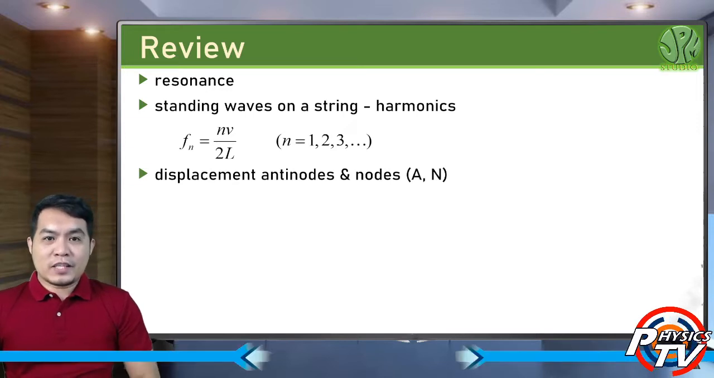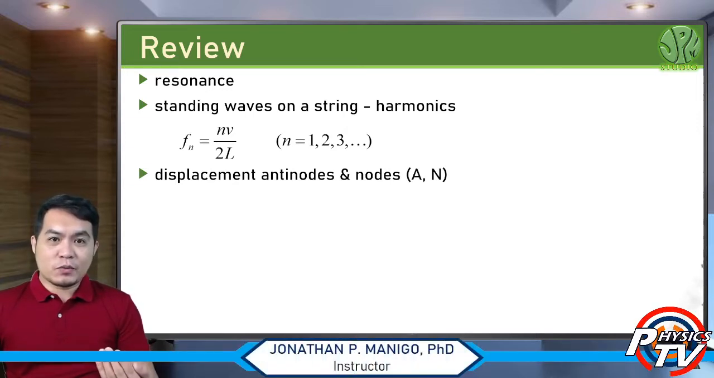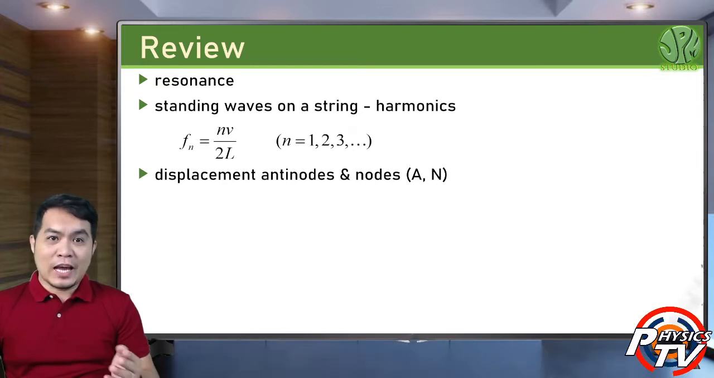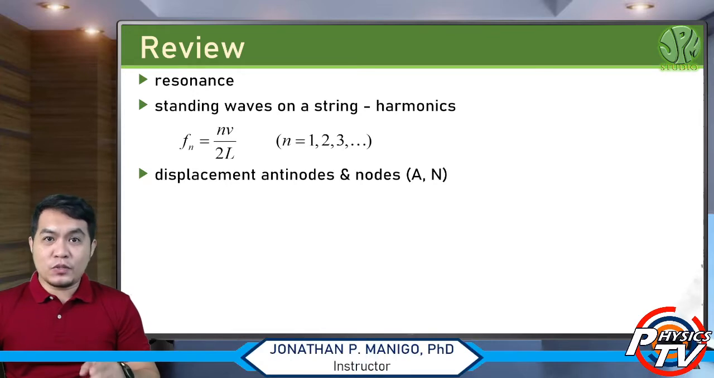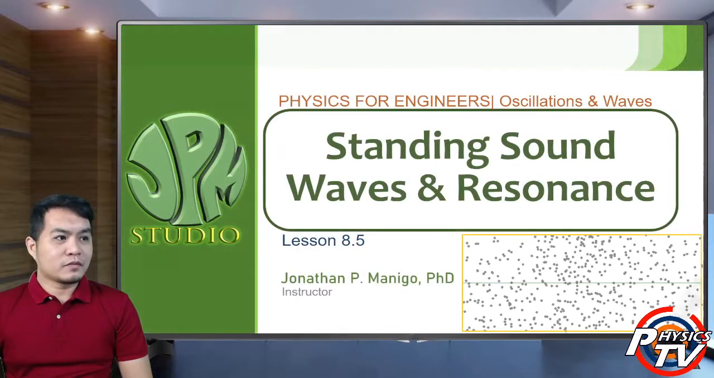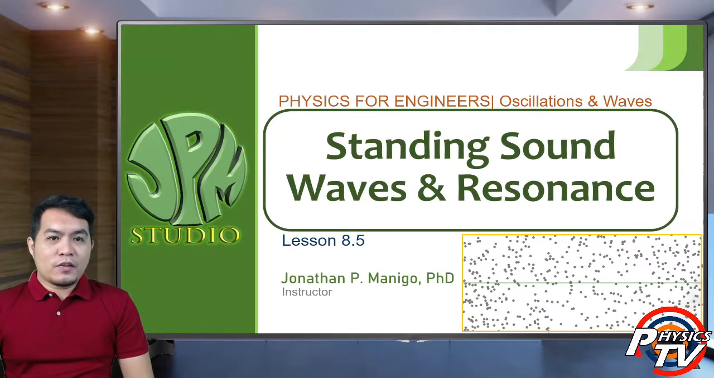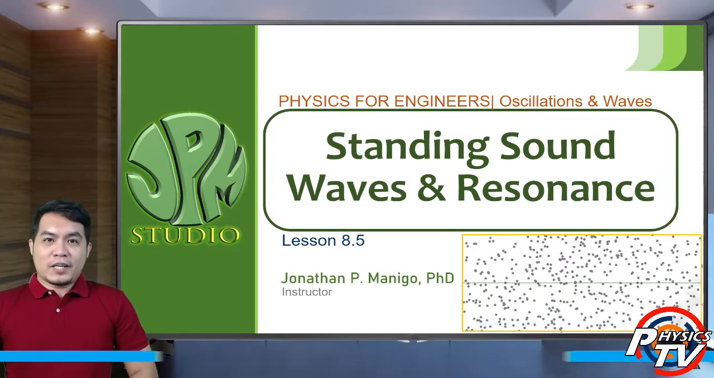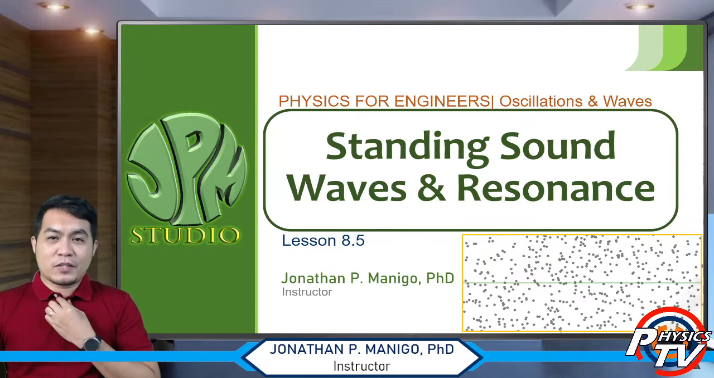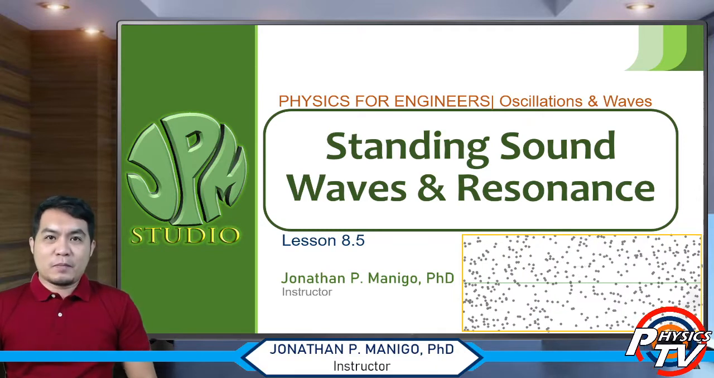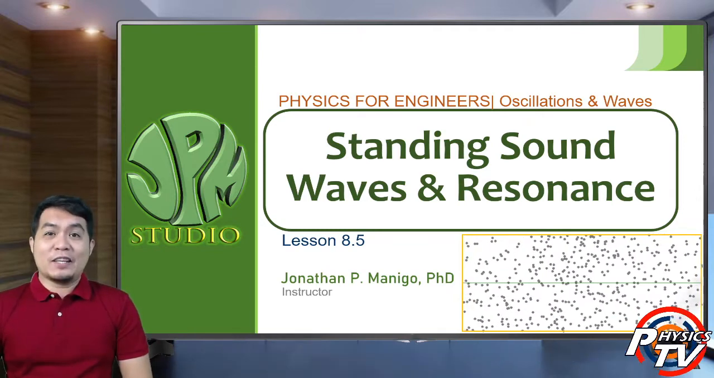We also discussed that in the standing waves on a string, there are displacement antinodes and nodes. Antinodes are maximum displacement points, and nodes are zero displacement points. For this lesson, we are still on the topic of sound waves. We will discuss standing sound waves and resonance.